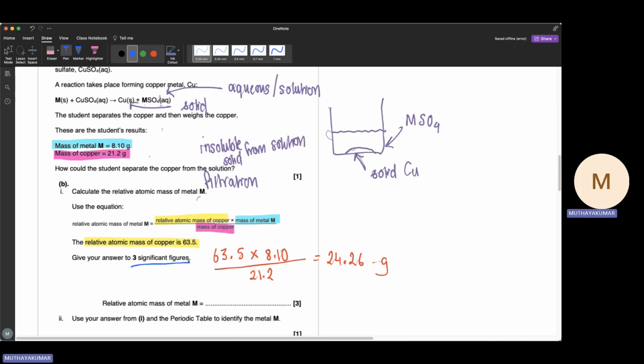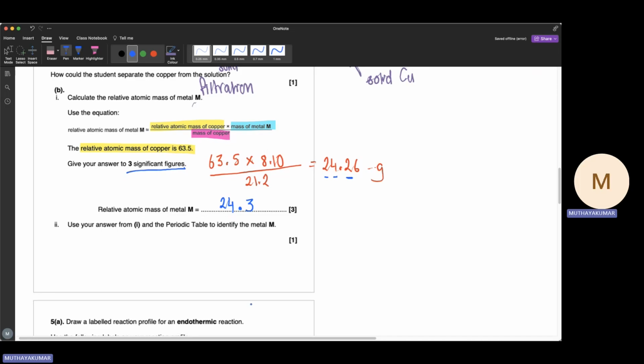So 3 sig figs would be 24. So that's 1, 2, and then the third sig fig, or significant figure, would be this number here. But we need to make sure that we consider the neighbor number there. So we have 0.26, which means we need to round up to 3 when we're giving our answer to 3 sig figs. So 24.3. Use your answer from part I and the periodic table to identify metal M.